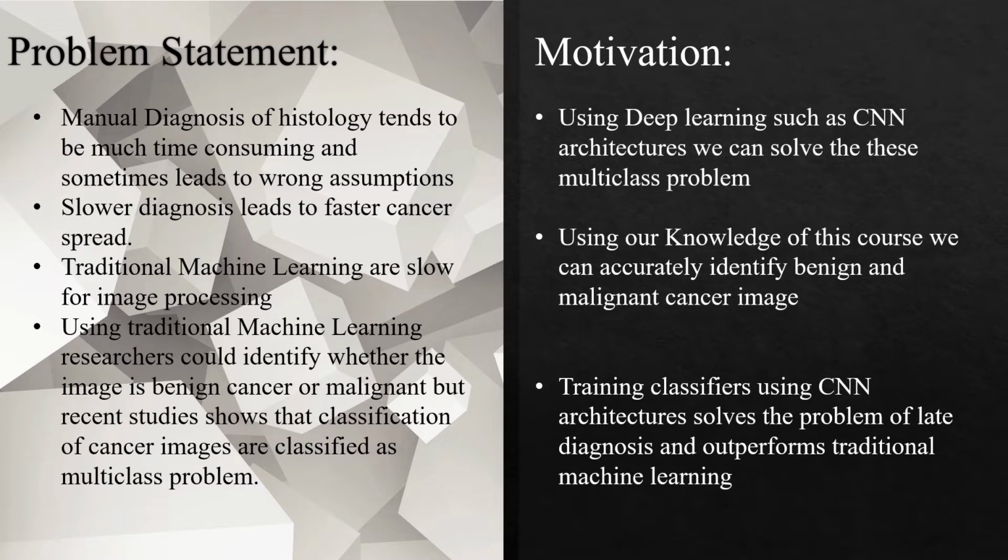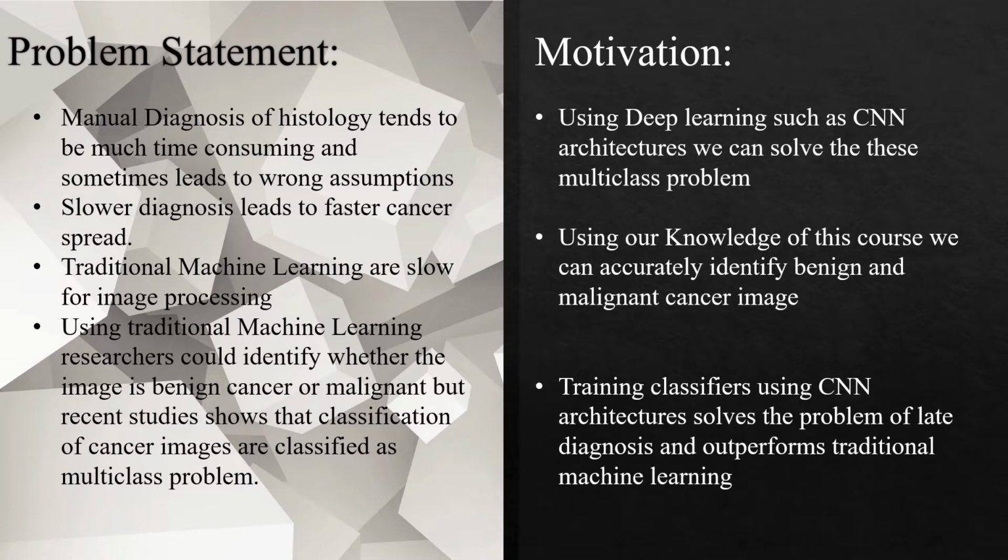traditional machine learning was used for processing images to identify whether the image is cancer or not cancer. But these traditional techniques, such as support vector machines, are very slow and sometimes have less accuracy. Researchers found that previously, using traditional machine learning techniques, we could only identify whether the image is benign or malignant cancer. So it turned out to be only binary classes. But recent studies show that classification of cancer images is a multi-class problem.